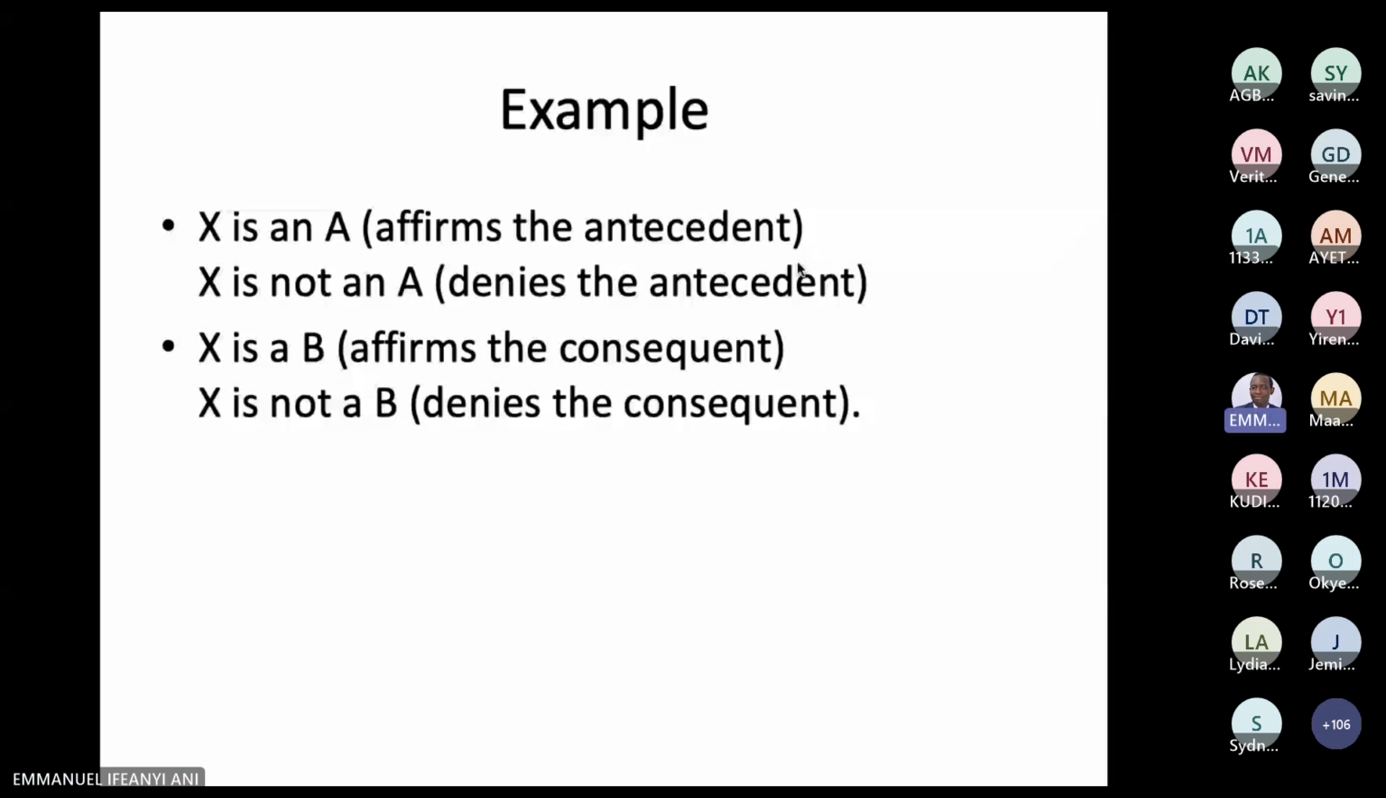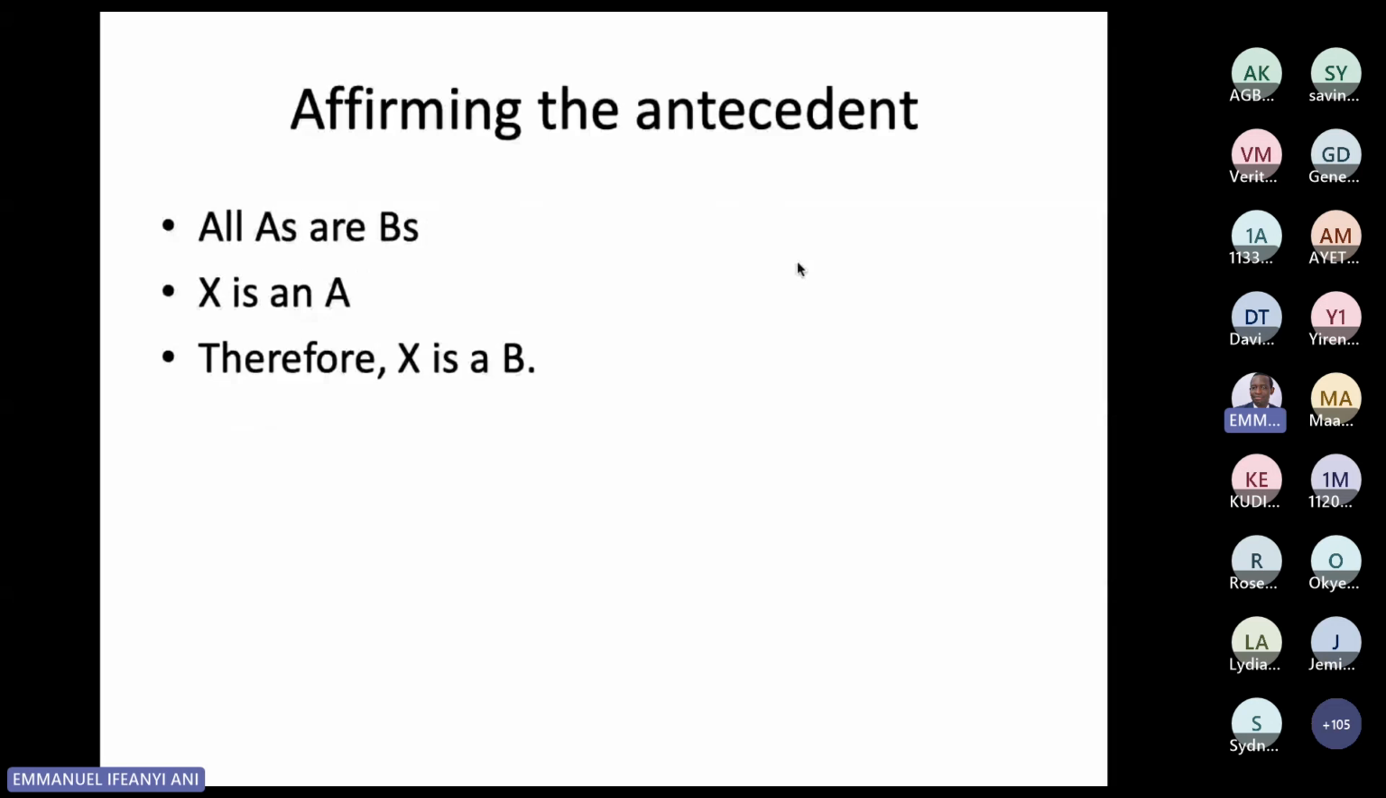You don't just say X is an A affirms the antecedent. You say that the whole argument affirms the antecedent in order to reach its conclusion. Now, denying the antecedent. All A's are B's. X is not an A, therefore X is not a B. So you can see that X is not an A denies the antecedent. For that reason, you say that the whole argument denies the antecedent. And this is an example of an argument that denies the antecedent.